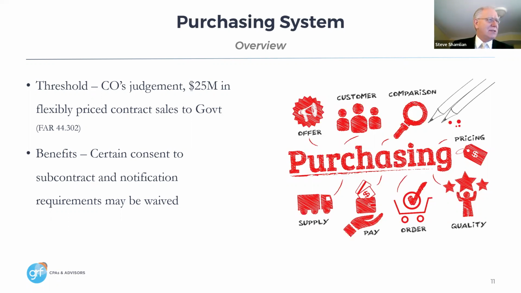There are benefits to both the government and the contractor for the contractor having an approved business system. The benefits are that certain consent requirements and certain notification requirements are waived when the contractor has an approved system. This saves the contractor from the hassle of getting government approval for every purchase that it makes under the contract. It saves the government from doing all the work of qualifying subcontractors. Next, please.